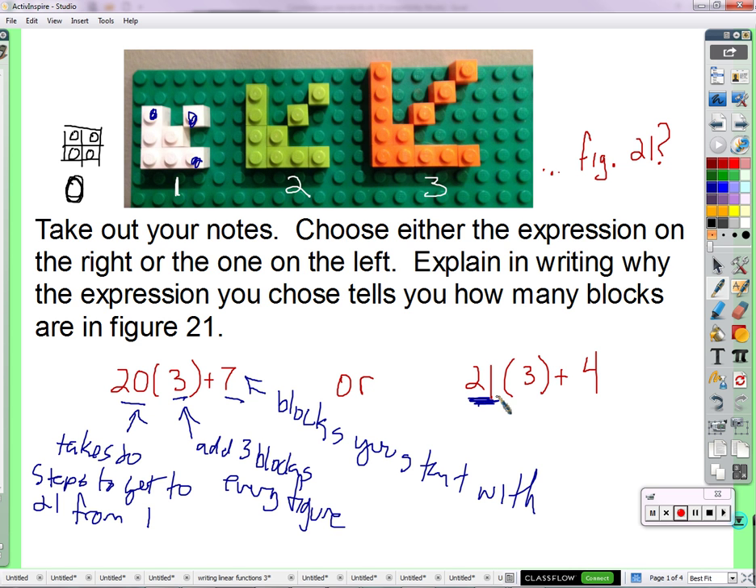So, let's take a look at this now. If I were to start at figure zero and go up to the 21st figure, how many steps is it to get from zero to 21? 21 steps, right? Not 20 steps, 21 steps. So 21 steps, adding on 3 each time: 3, 6, 9, 12, 15, 18, and so on and so on. Instead of counting that, which is tedious, let's just take 21 steps times 3 blocks added on every step. 21 times 3 is 63, plus the 4 that this figure would have.